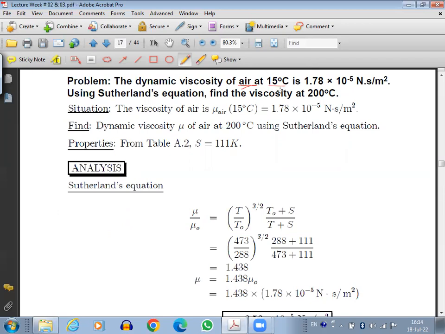This is the known temperature for which you have the viscosity, so this will be T naught, and this will be mu naught. You have to find the viscosity at this other temperature, so this will be T. It's a simple formula. You know T, mu naught, and T naught, and this is for air, so you know S. Everything else is known. Just substitute the values. Remember, do not put the temperature in degrees centigrade. You have to put the temperature in Kelvin. Substitute the values and you're going to get mu.